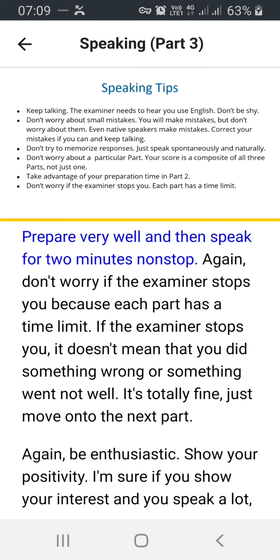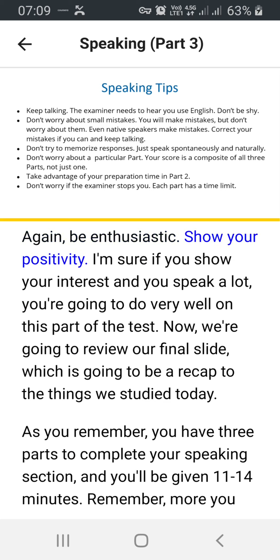non-stop. And again, don't worry if the examiner stops you, because each part has a time limit. So if the examiner stops you, it doesn't mean that you did something wrong or something went not well. It's totally fine. Just move on to the next part. And again, be enthusiastic, show your positivity. And I'm sure if you show your interest and you speak a lot, you are going to do very well on this part of the test.